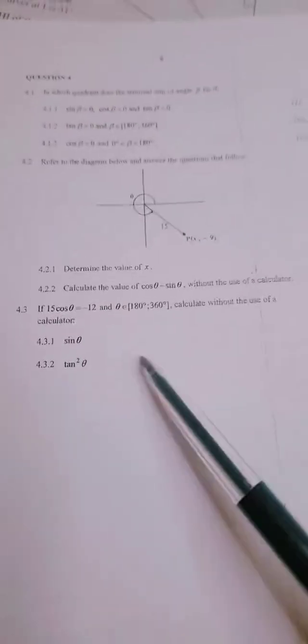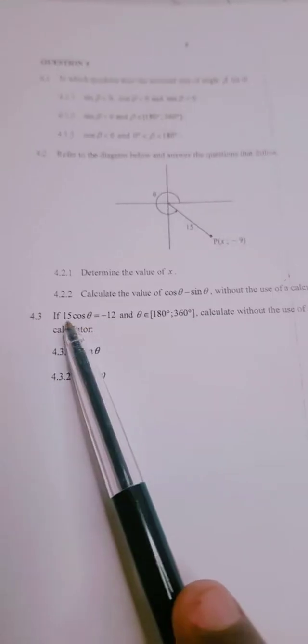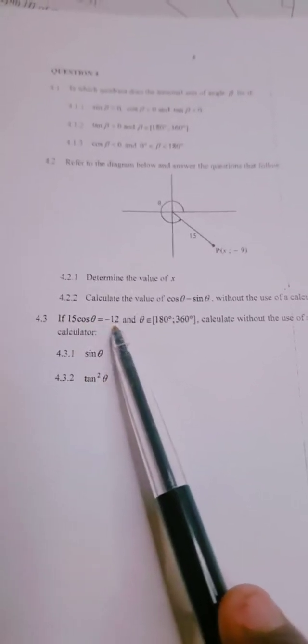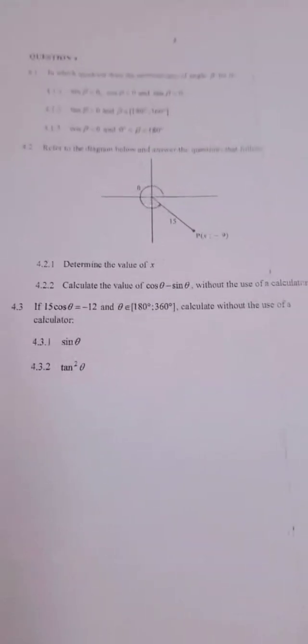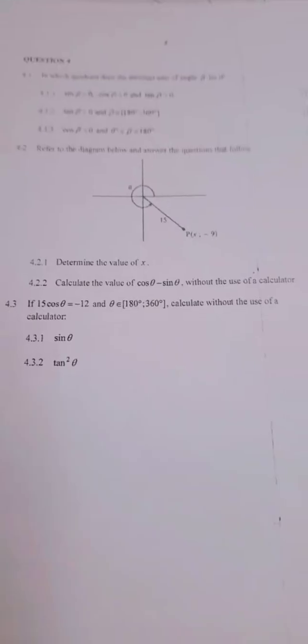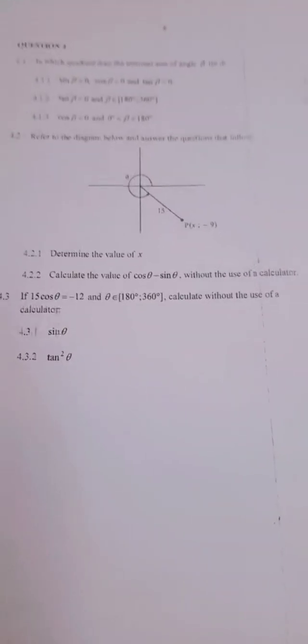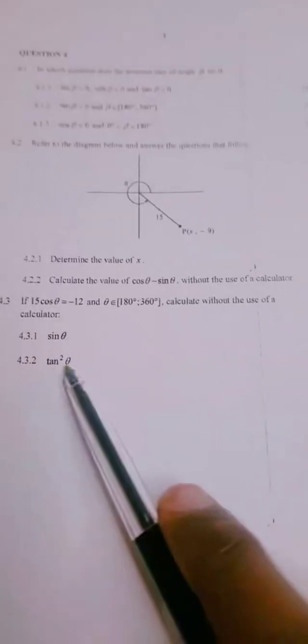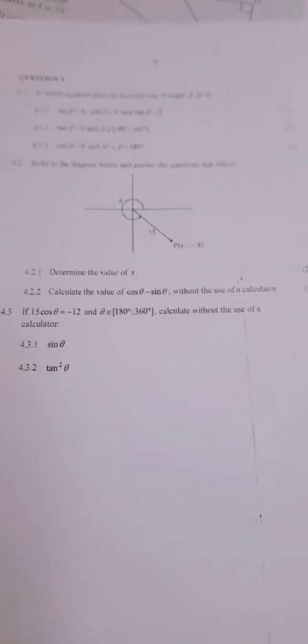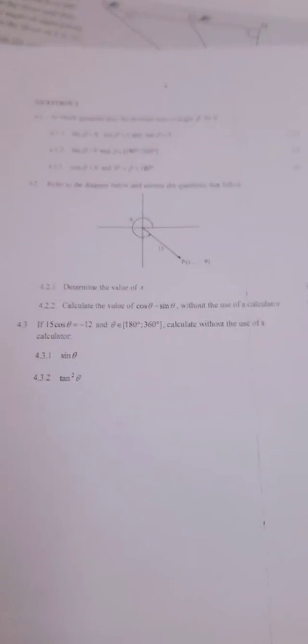Okay, let's come to 4.3. If 15 cos theta is equal to minus 12 and theta is an element of 180 to 360, calculate without the use of a calculator sine theta. And then the next question, tan squared theta. Where do we start with these questions? These questions are also important, and we just need to make sure that we are good with them too.